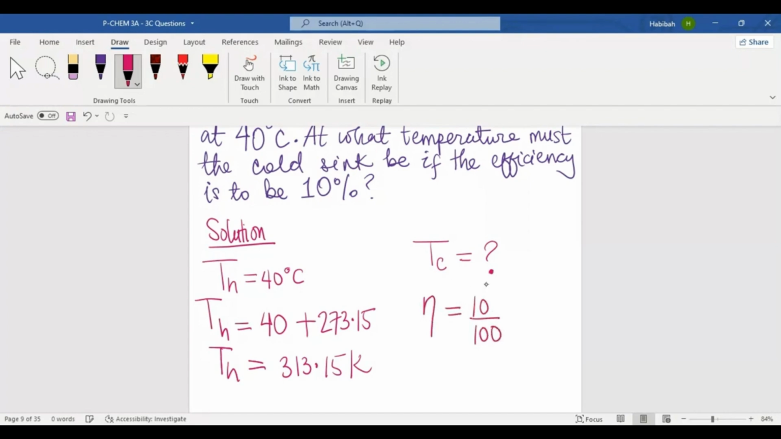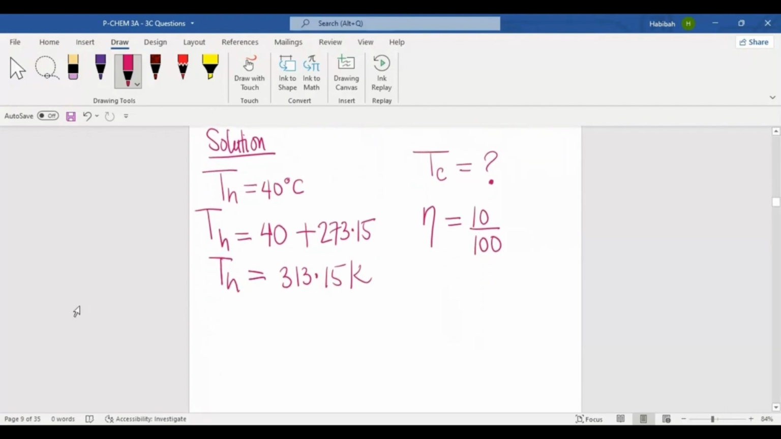Now, if you notice, I didn't say 10%, I said 10 divided by 100. And the reason why I did that, I'm going to explain in a second. You have to note that for efficiency, the formula is simply this formula right here. Efficiency equals 1 minus the temperature of the cold sink divided by the temperature of the hot source. So that is basically the formula.